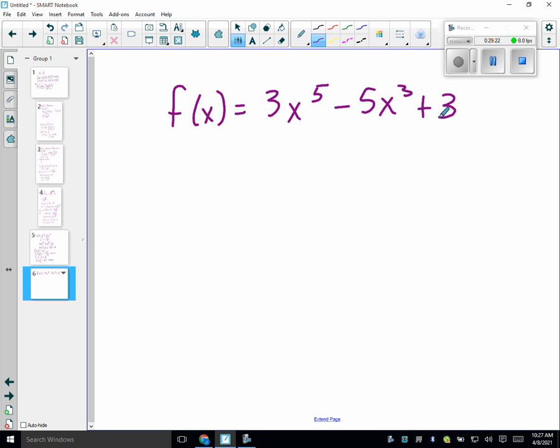Okay. How do I find a minimum or maximum? That should tell you immediately what to do. Critical points. How do I find a critical point? You set the derivative equal to 0. When it says minimum or maximum, that should click: derivative equal to 0. So the derivative is 15x to the 4th minus 15x squared. Correct?